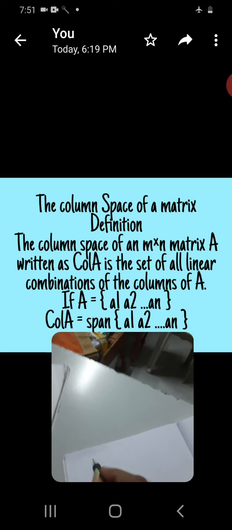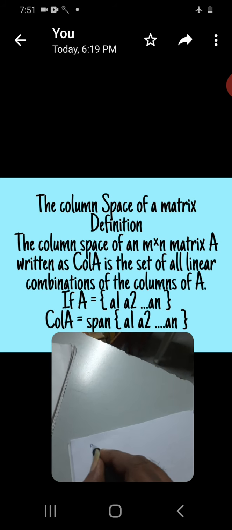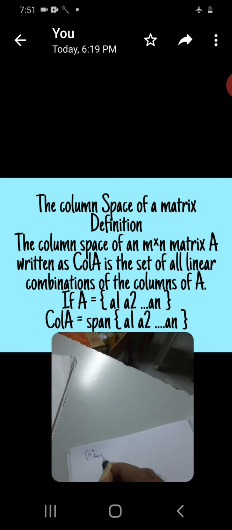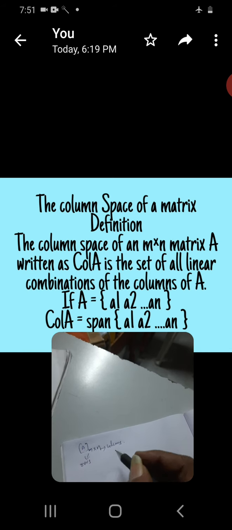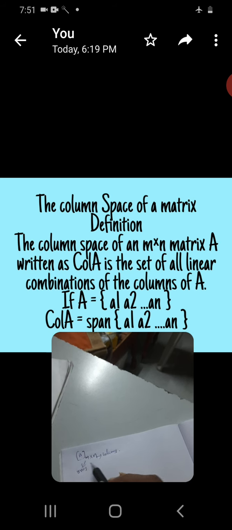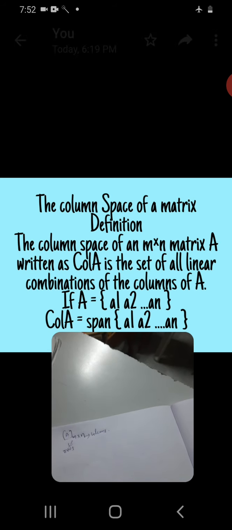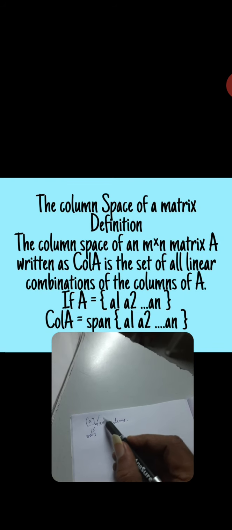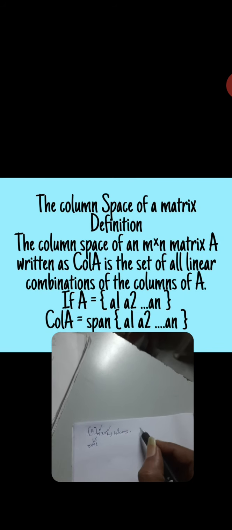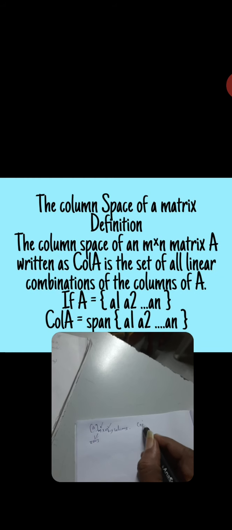Here A is a matrix, an m cross n matrix, where m is the number of rows and n is the number of columns. This is called an m by n matrix, denoted by m rows and n columns. Now define column space.